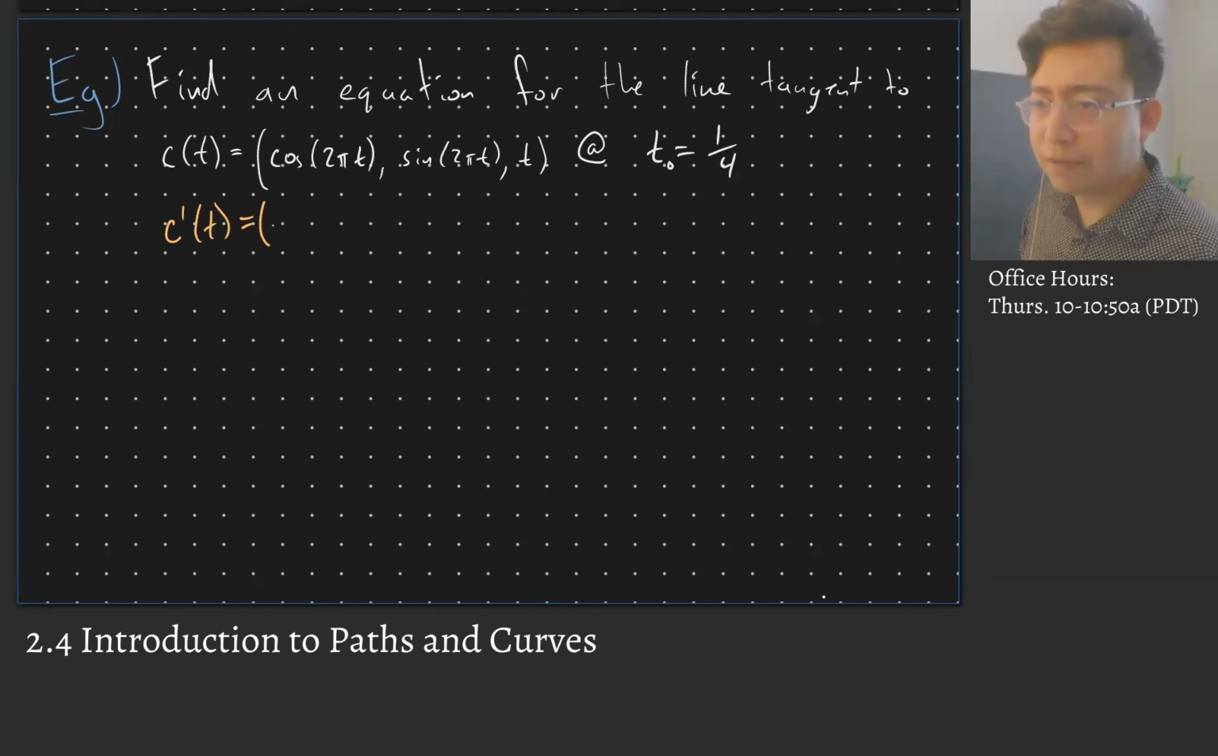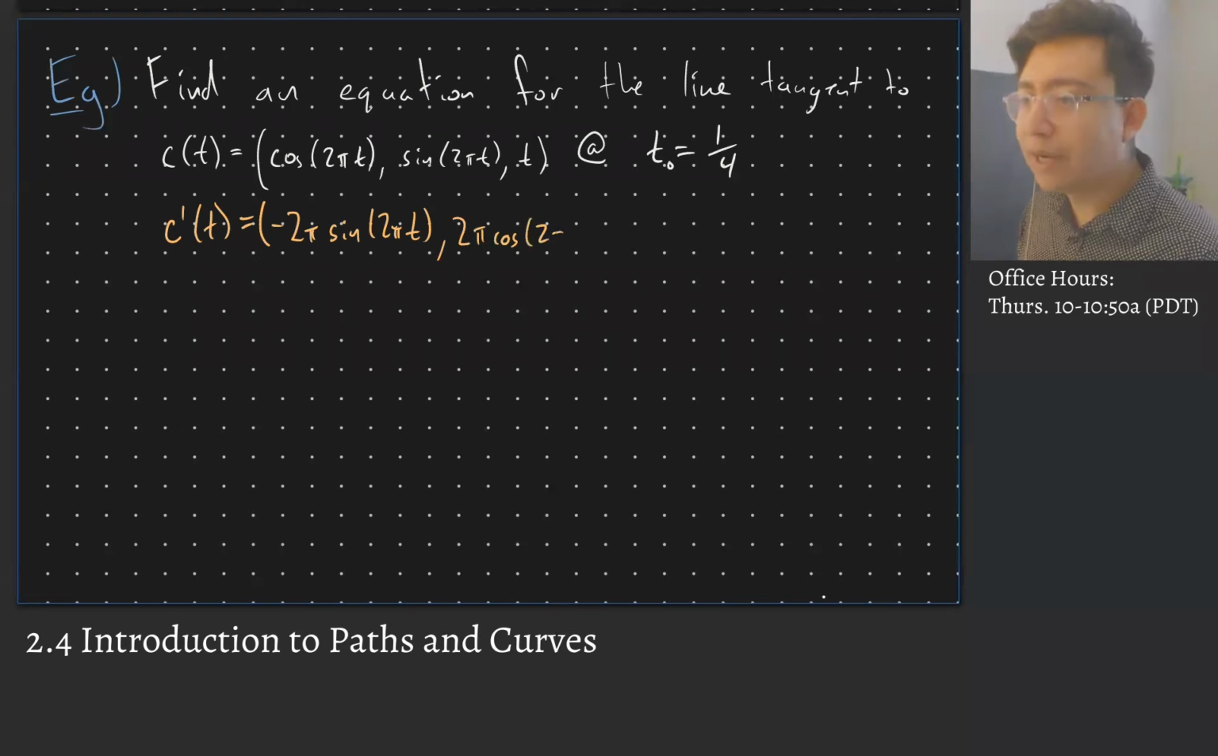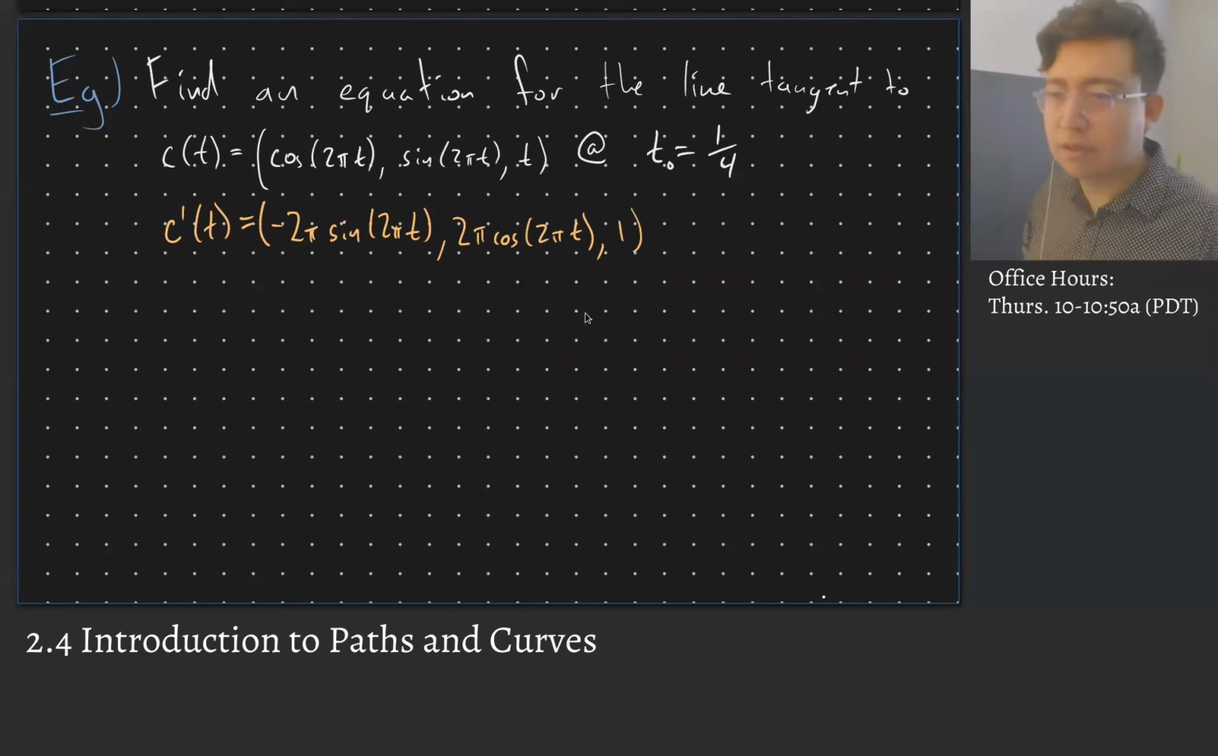There's a chain rule involved, so we get negative 2 pi sine of 2 pi t. The negative is coming from the derivative of cosine, and the 2 pi is coming from the derivative of the 2 pi t. And then over here we get something similar, but no negative, so 2 pi cosine of 2 pi t. And then in the z direction, you always just get this one here. So this is our c of t and our c prime of t. This is our position and our velocity.